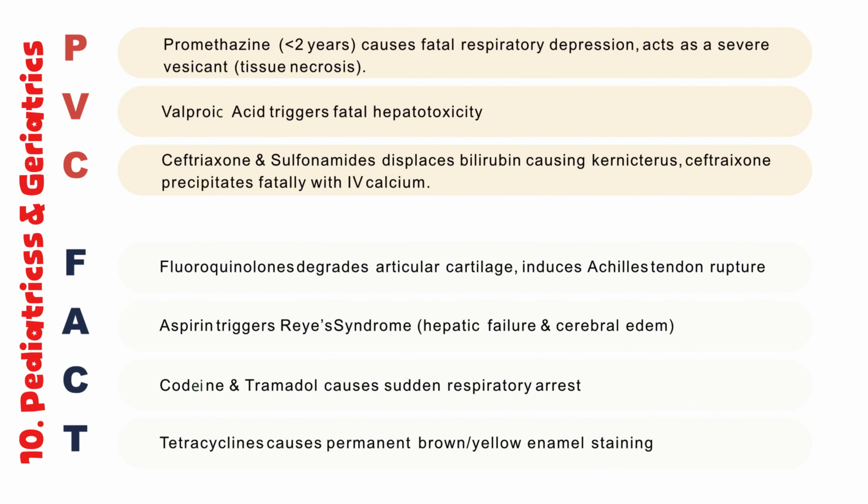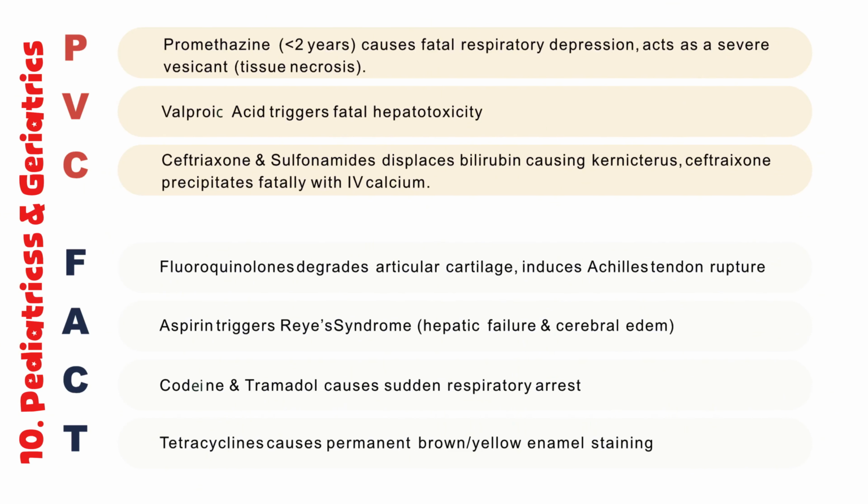PVC fact. Promethazine in a child under 2 causes fatal respiratory depression and acts as a severe tissue vesicant if it infiltrates. Valproic acid triggers fatal hepatotoxicity. Ceftriaxone and sulfonamides both displace bilirubin off albumin, causing kernicterus, and ceftriaxone has the added danger of forming a fatal precipitate with IV calcium. Fluoroquinolones degrade articular cartilage and can trigger Achilles tendon rupture. Aspirin triggers Reye's syndrome, hepatic failure with cerebral edema.